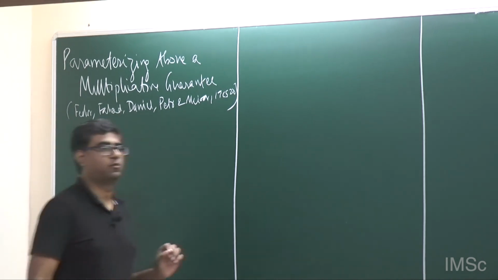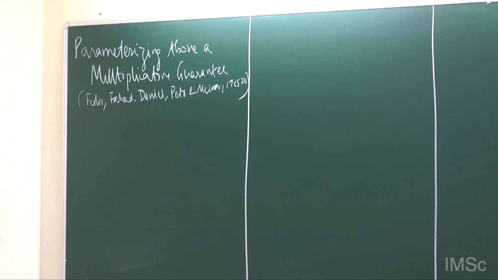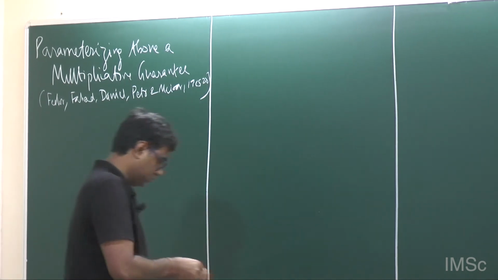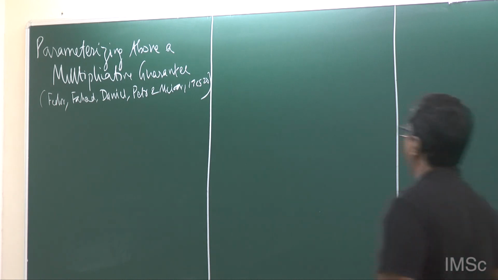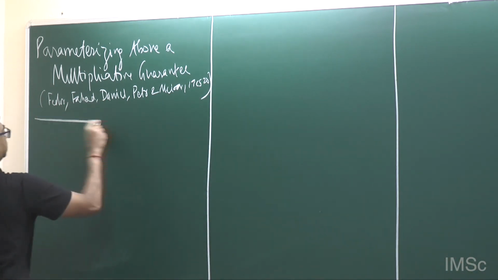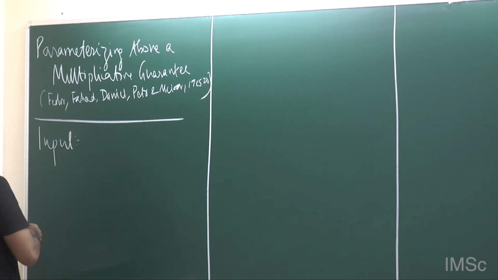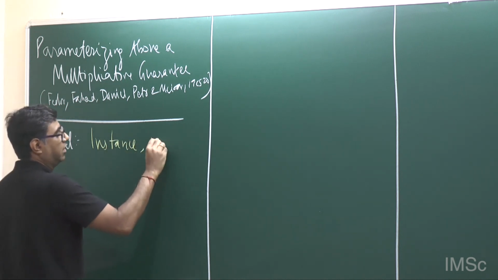So what does a typical parameterized problem look like? You are given an input, whatever it could be. So I have an input and I have an instance, some non-negative integer k.